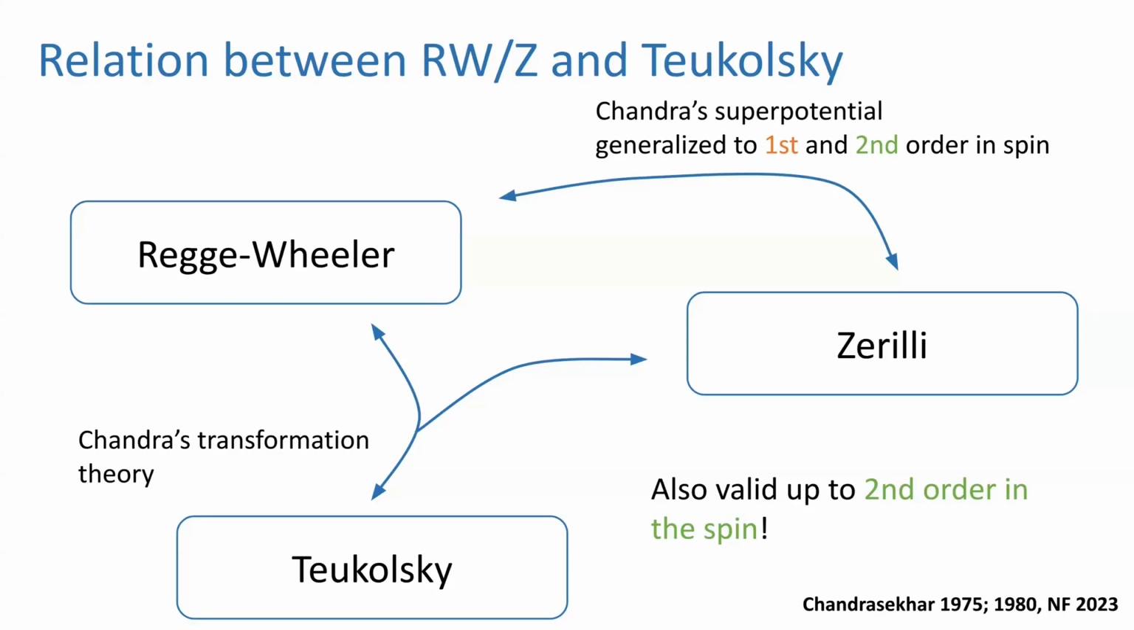My guess is that it should exist at any order in the spin, but it has not been proven yet because we don't have an equivalent of the Regge-Wheeler and the Zerilli equation at any order in the spin.